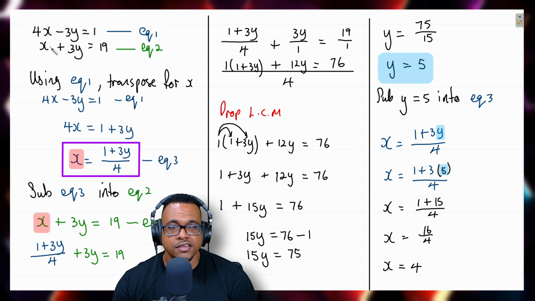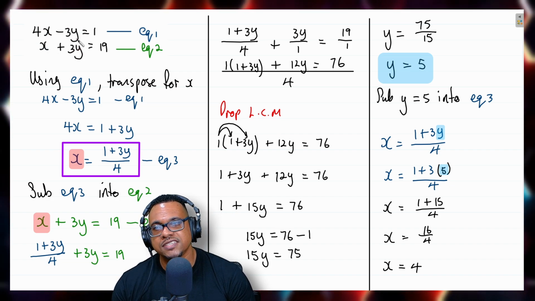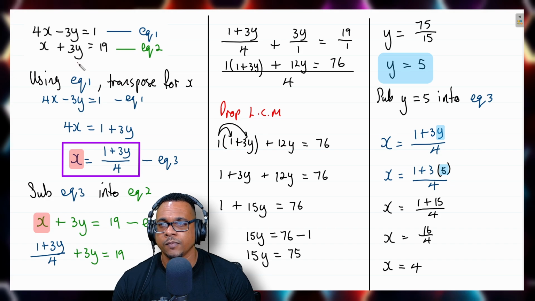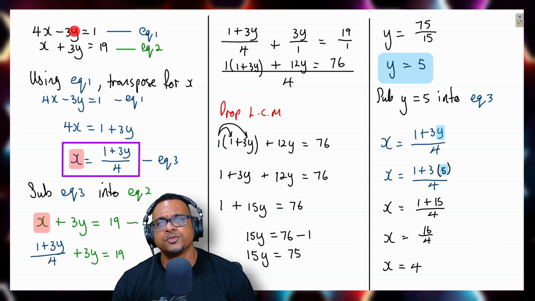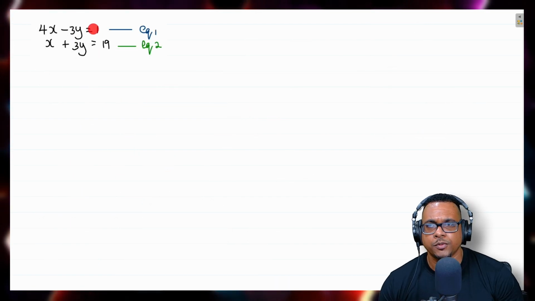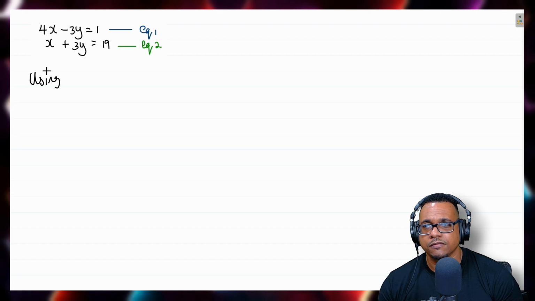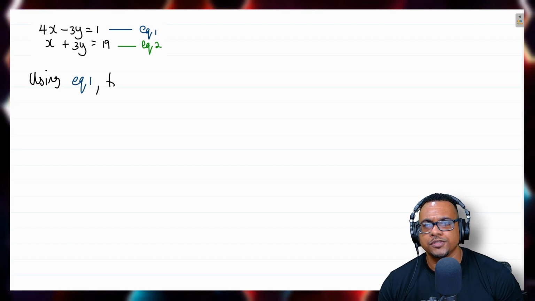Now, don't think it's only the first variable that is transposed for. You can transpose for the second variable, which is y. So what I'll do now, I'll use equation 1 and I'll transpose for the y and show you how that will look. All right, so here I have the question again. And as I said, I'm going to be using equation 1. And I'm going to transpose for y.